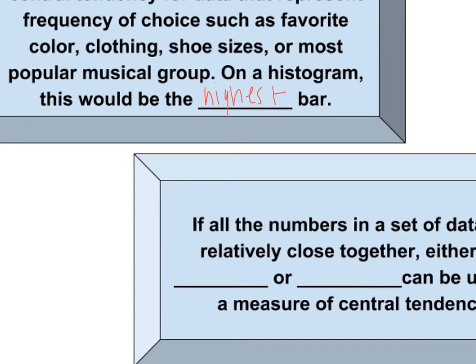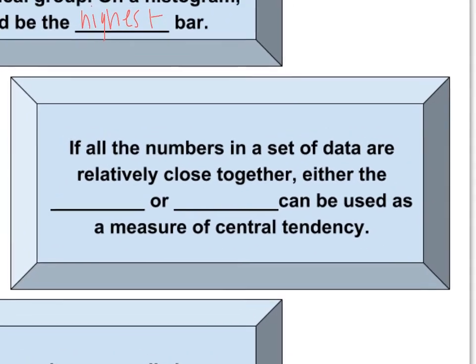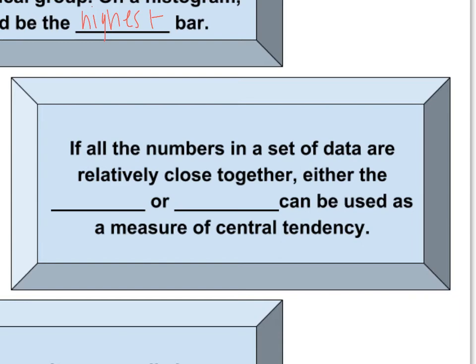Next one. If all of the numbers in a set of data are relatively close together, either the mean or the median can be used as a measure of central tendency. Let me try that again.